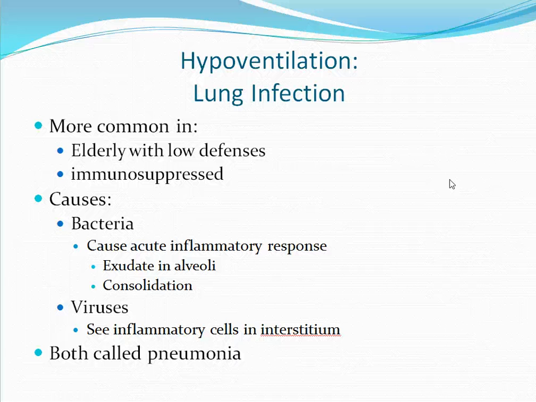Something else that can result in hypoventilation are lung infections. These are more common in the elderly whose defenses are lower, as well as those who are immunosuppressed. Bacteria and viruses are the two most common causes. Bacteria will cause an acute inflammatory response. Exudate formation will be centered in the alveoli. Bacteria can also cause consolidation. This is infiltration by the inflammatory cells resulting in solidification in the lungs. With viruses, you will see inflammatory cells typically in the interstitium. Regardless of the cause, both are referred to as pneumonia.